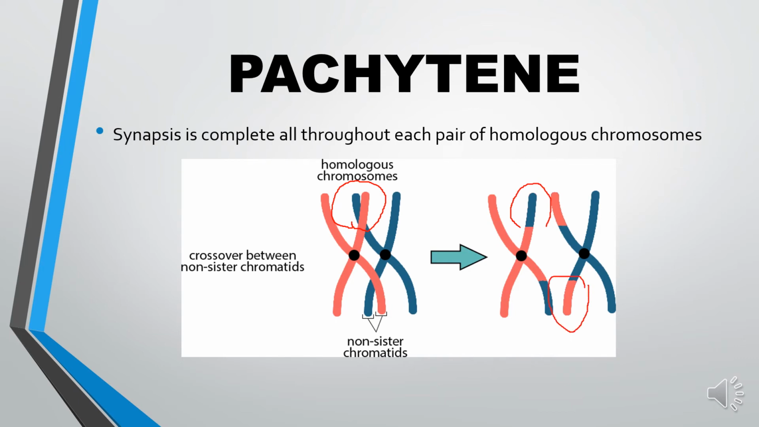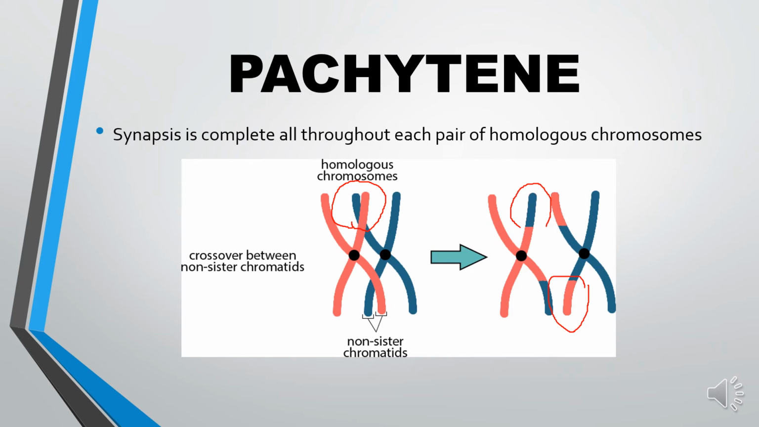That's why siblings are not identical. That's why at the end of meiosis we have non-identical and unique haploid daughter cells. It's one of the reasons for the variation. It's because of the crossing over.